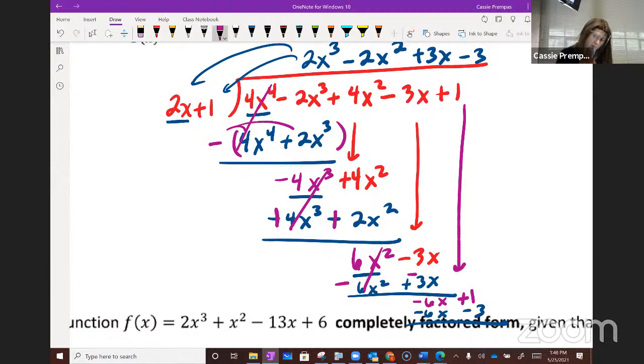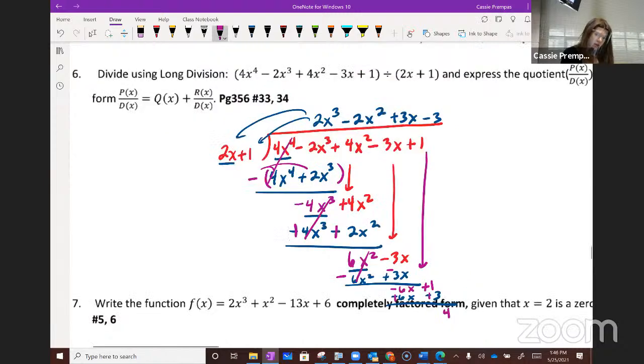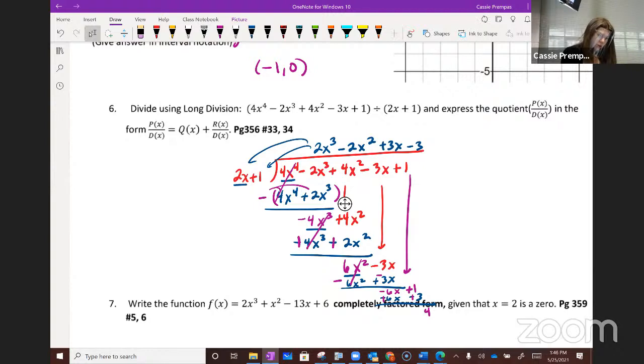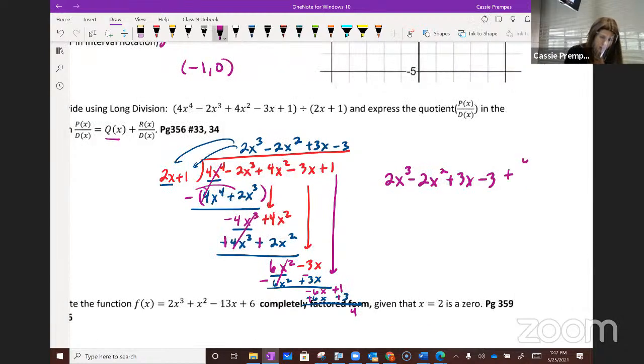Subtract, subtract. And so my remainder is 4. But I do want to be careful of how the question asks me to write the remainder. It says, put it in the form where you have your quotient plus your remainder over your divisor. So my answer would be 2x cubed minus 2x squared plus 3x minus 3 plus my remainder, which is 4, over my divisor, which is 2x plus 1.